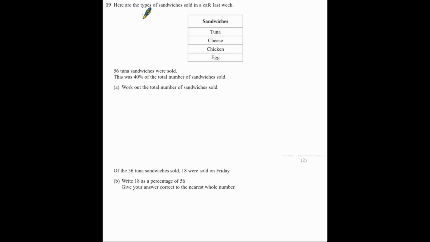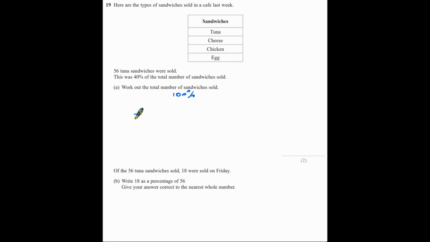Question 19 is telling us about the types of sandwich sold in a cafe last week: tuna, cheese, chicken, egg. It says 56 tuna sandwiches were sold, and this was 40% of the total number of sandwiches. Work out the total number. So actually we don't need the table at all. Let's have a look at this. We have 56 sandwiches sold, and this was 40%. We need to find out what 100% is, the total number of sandwiches. Therefore, this is a reverse percentage question.